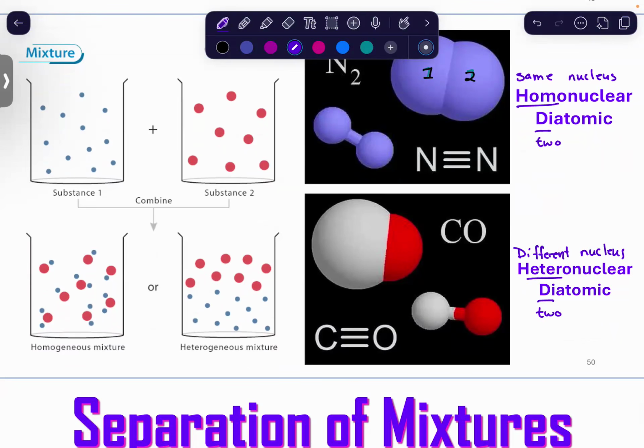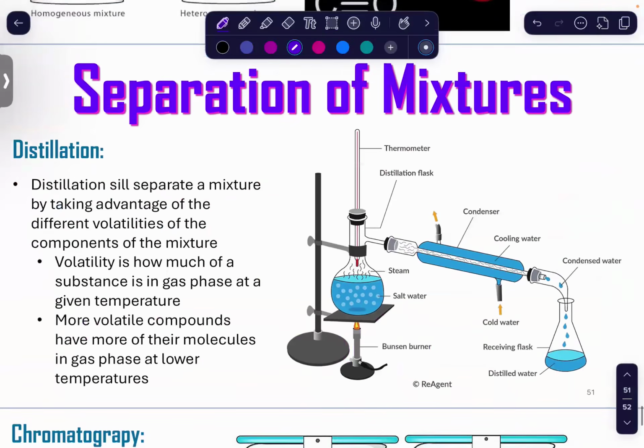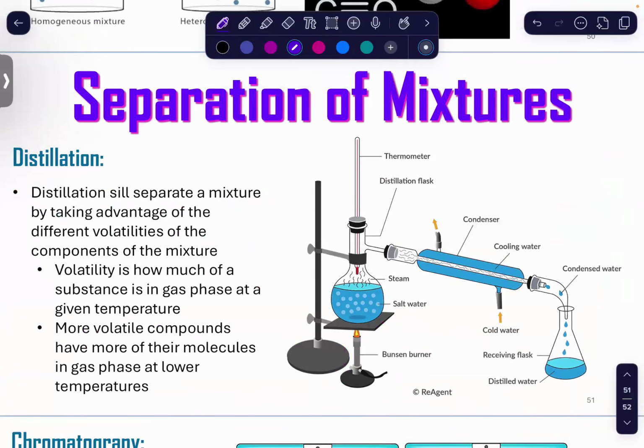So here we have carbon monoxide. You have a carbon, you have an oxygen. Those are your heteronuclear atoms. There's two of them, heteronuclear diatomic. There's also some common things like separations of mixtures. Distillation is one. Those of you who go into organic chemistry will do distillation. And this is going to take advantage of the volatility of compounds mixed together in solution.